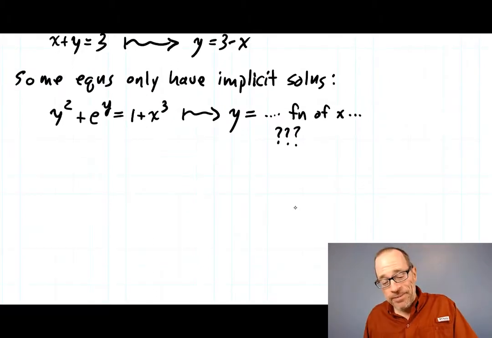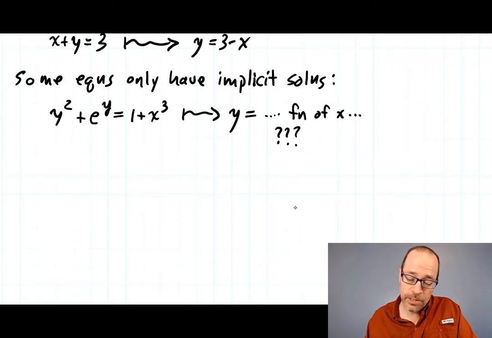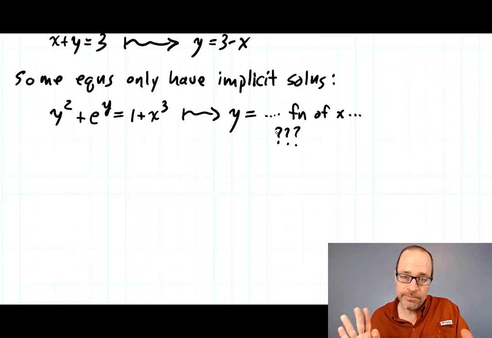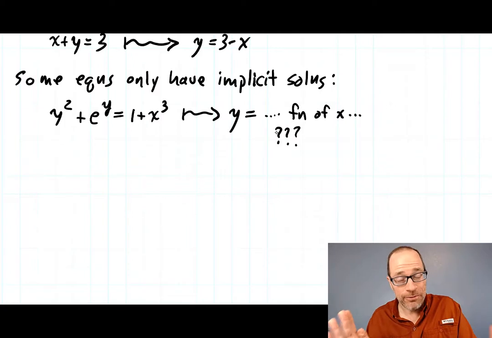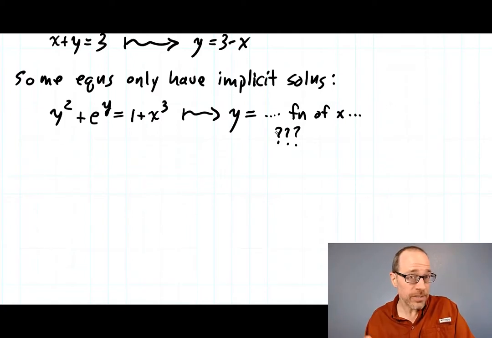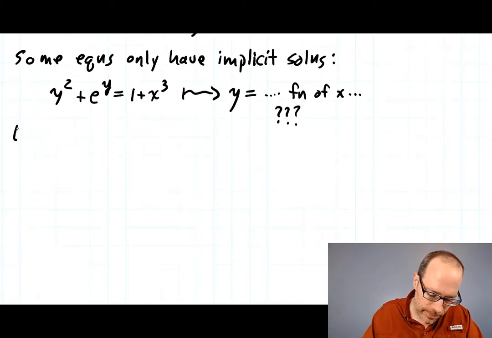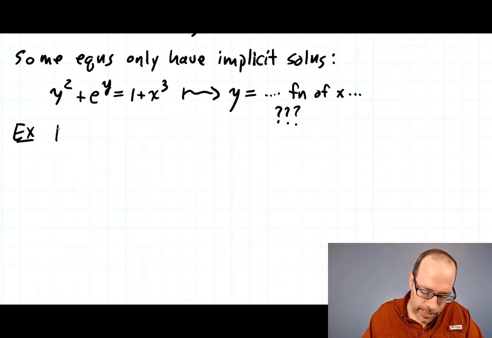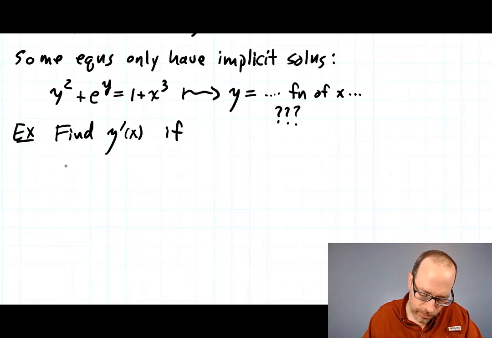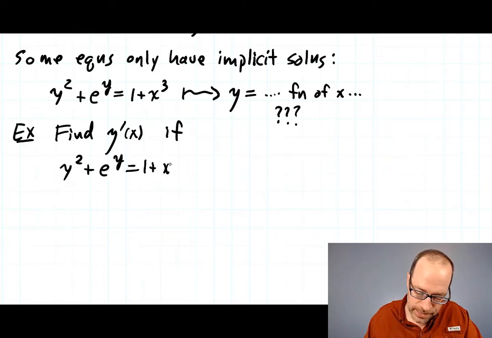Oddly enough, it isn't. Even though we can't find a formula for what y is explicitly, we can find a formula for its derivative, and that's called implicit differentiation. So this is done, I think, best by an example. So find y prime of x if y satisfies this equation we just wrote down. Y squared plus e to the y is equal to 1 plus x cubed.